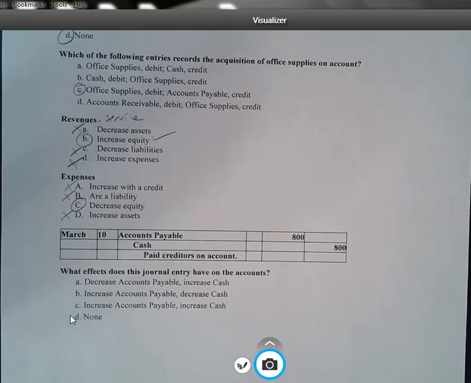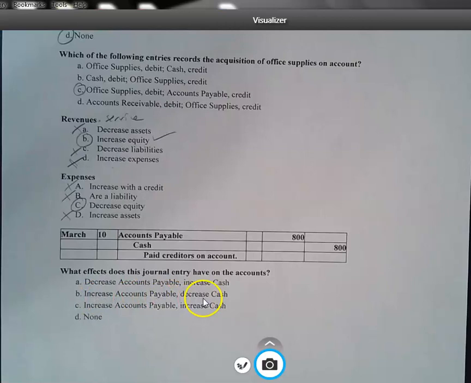We have a transaction. Accounts payable goes up by $800. Cash goes down by $800. Paid creditors on account. Okay. What effects does this journal entry have on the accounts? Let's see here. What do we have? Decrease accounts payable, increase cash. No. First part is right. We are decreasing accounts payable. We're not increasing cash.